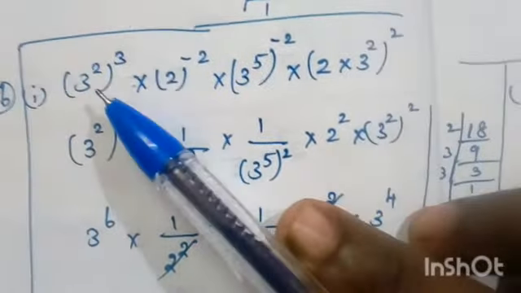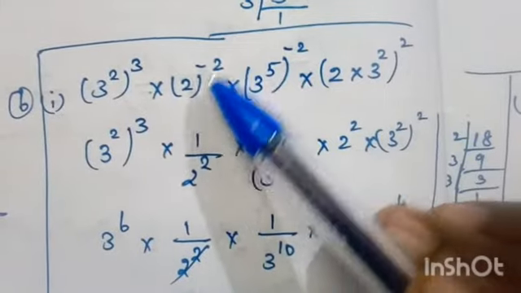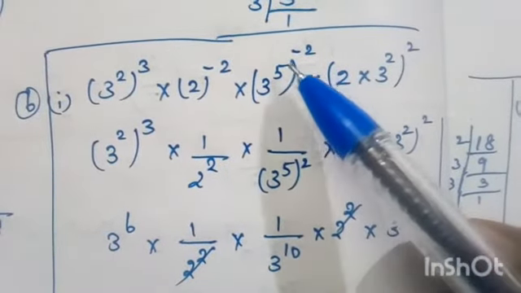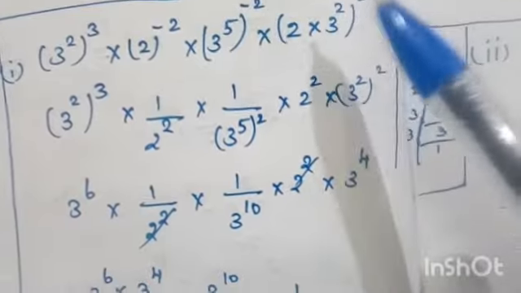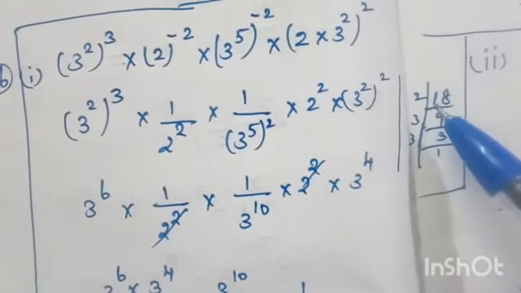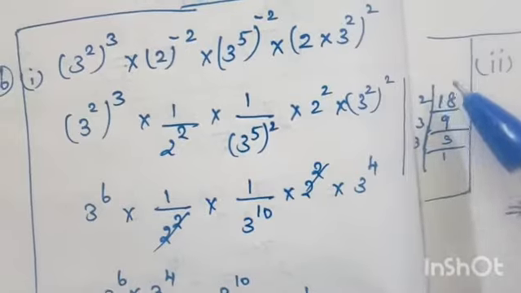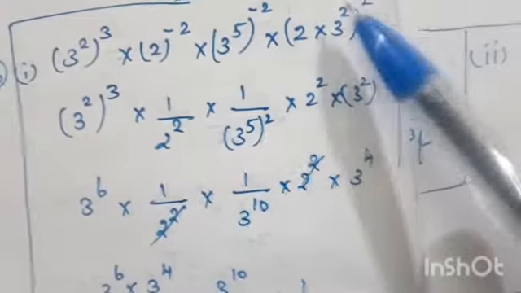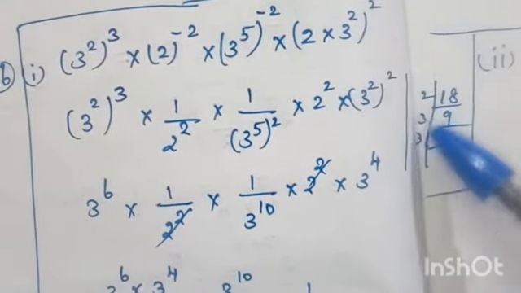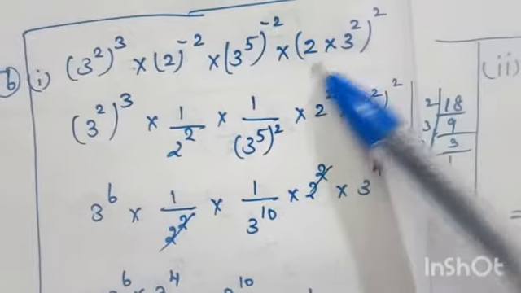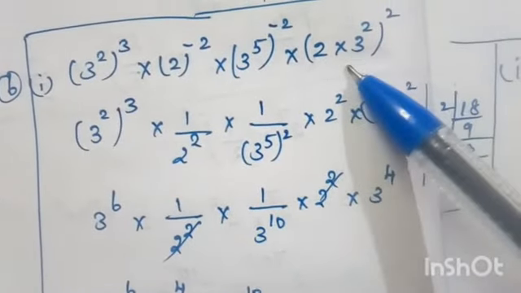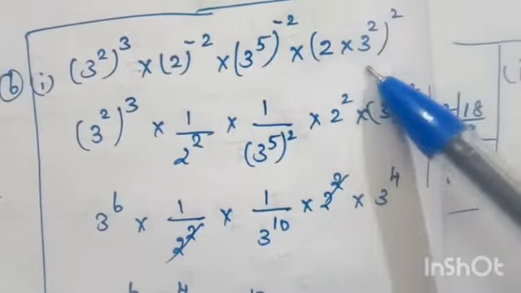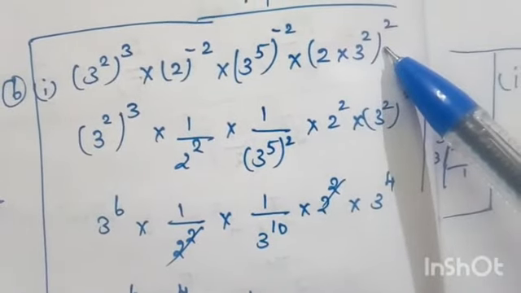Sixth, first problem: 3 square whole cube, 2 power minus 2 into 3 power 5 whole power minus 2 into 18 is given. That 18 you have to make as a factorized form, as a product of prime numbers. So 18 by prime factorization: that is 9, again 3 table, 3 3s are 9, again 3 table 1. So this 18 is rewritten as 2 into 3 square. In the question, it is given as 18 square.